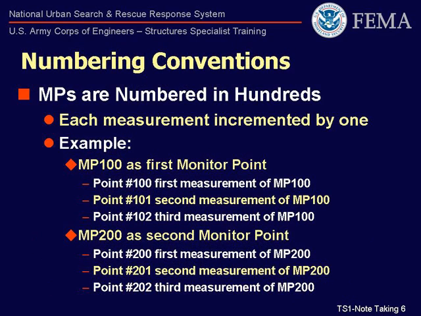The third type of data used in the urban search and rescue monitoring plan is the monitor point. Monitor points are numbered in the hundreds. For example, the initial measurement of the first MP is numbered 100. Subsequent measurements of this same MP are incremented by 1. Thus, 101 is the second measurement of the first MP, 102 is the third measurement, and so on.